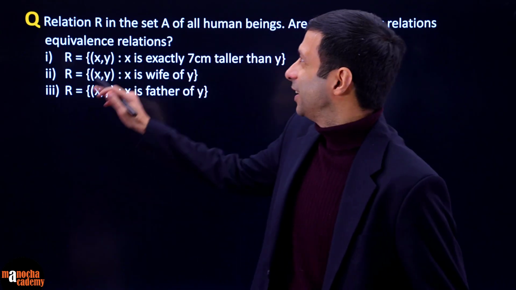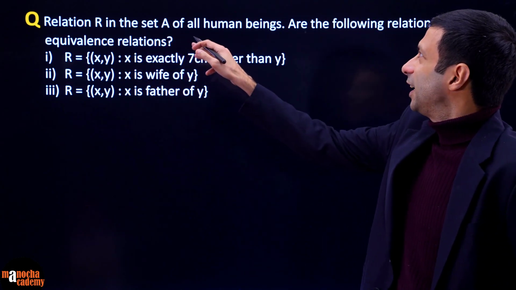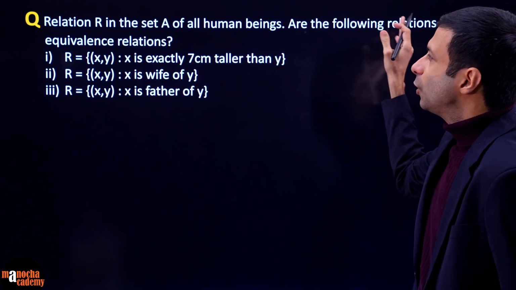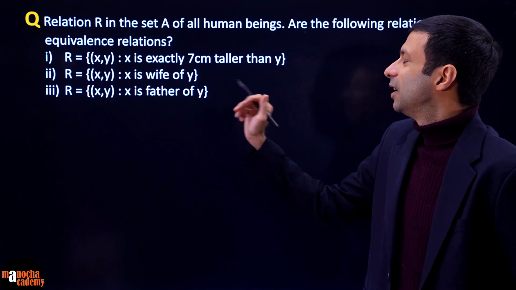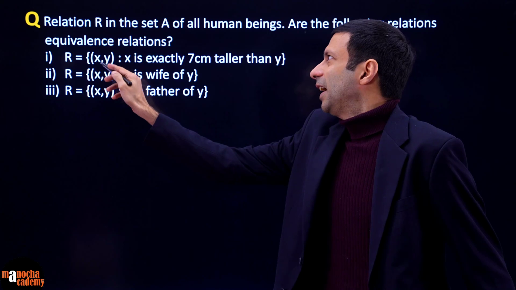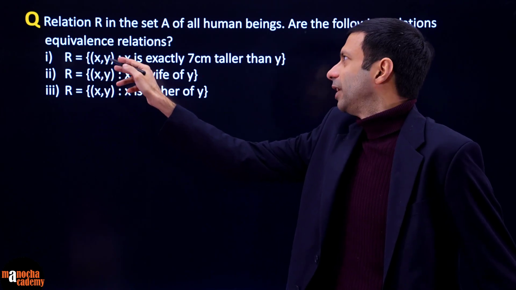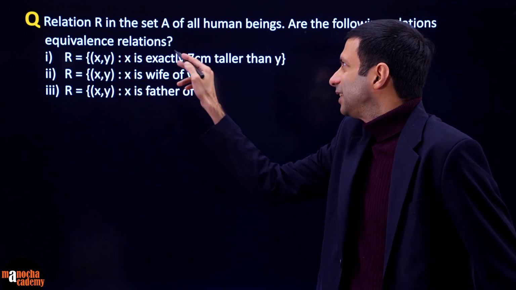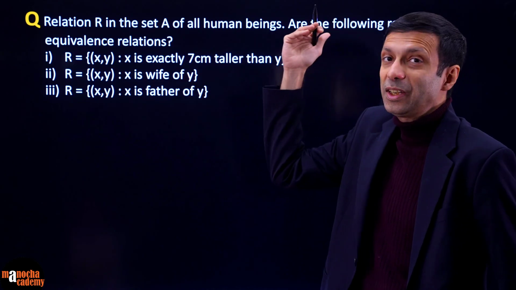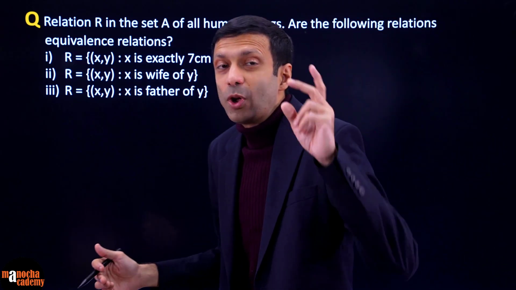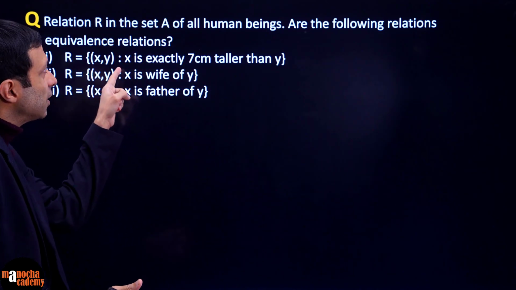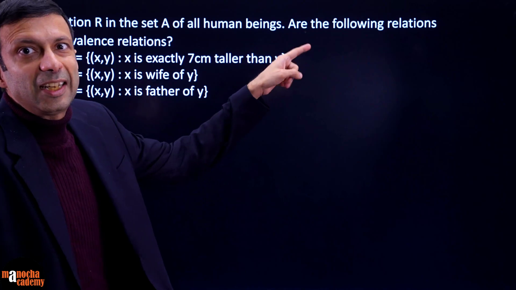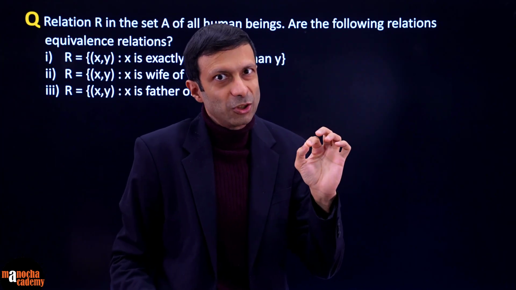Here's the next question, and it's a really interesting one. It says relation R in the set A of all human beings, are the following relations equivalence relations? So let's consider the first one. It says consider x comma y relation, where x is exactly 7 centimeters taller than y. So you have to consider two people, x and y, where the first person is exactly 7 centimeters taller than the second person. Have you understood the question, right?